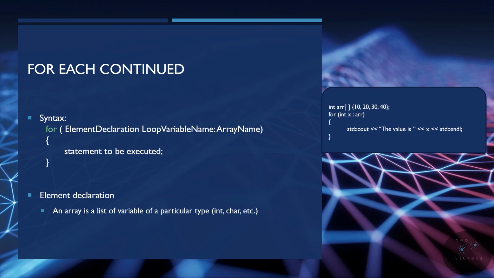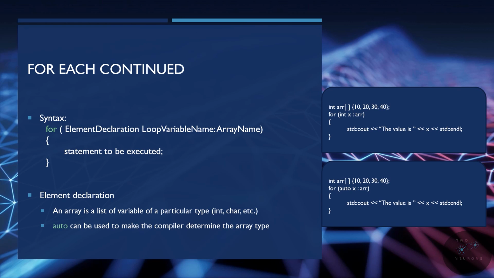Next, the other method of our element declaration involves another keyword, and that keyword is auto. So auto can be used to make the compiler determine what the array type is. All we have to do is change out int for auto, and it will know that x in this case is an integer.